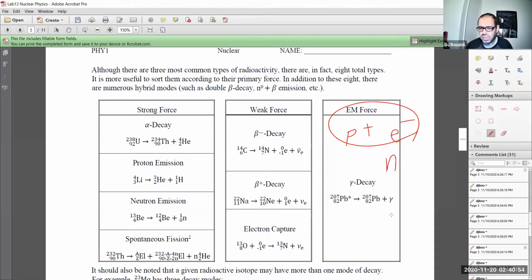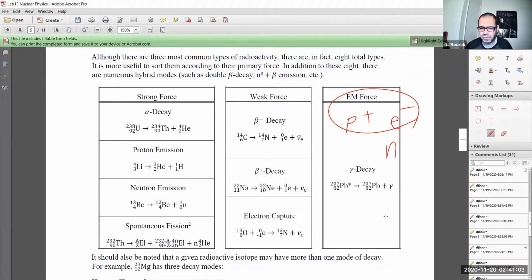The gamma decay, which is just pure electromagnetic radiation, is when the atom is just trying to rearrange itself and get rid of the excess energy. So this is an example of that.